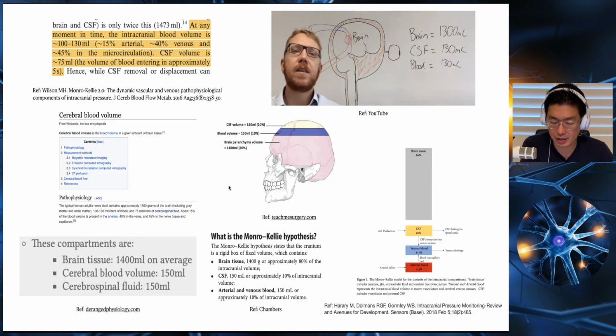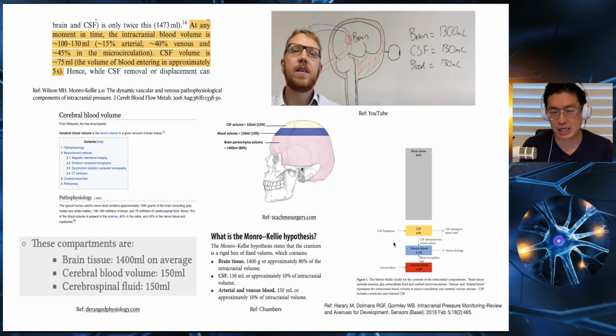And even other websites on the internet. So teachmesurgery.com, they've got CSF volume 150 mils, blood volume 150 mils, brain parenchyma 1400 mils. Remember that CSF volume is distributed 75 mils in the cranial vault, 75 mils in the spinal cord. And then even on YouTube, you've got these numbers here. And even on other journal articles, you've got the distribution of CSF and blood as about 10% each. So I think what you can see is that there has been a perpetuation of a misconception that has now almost become truth.